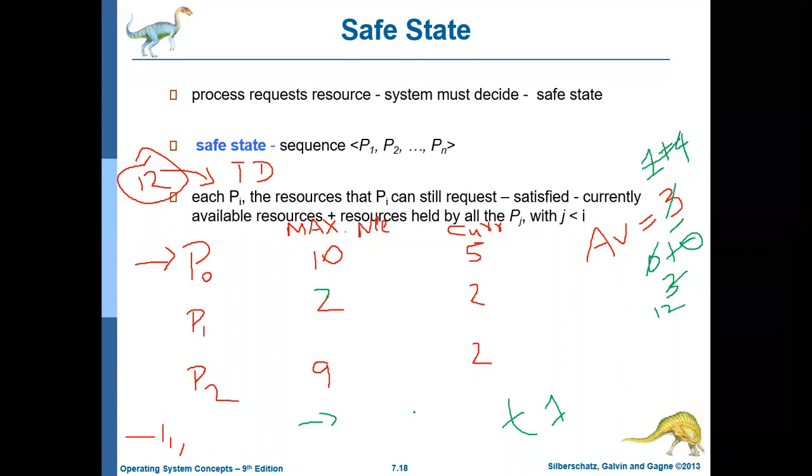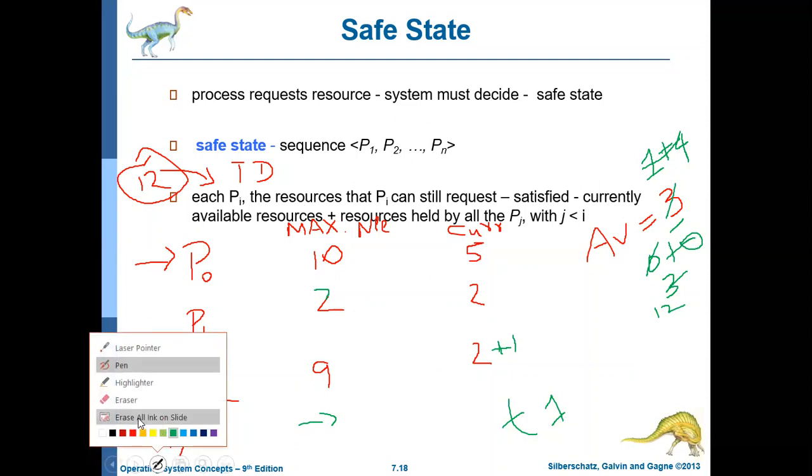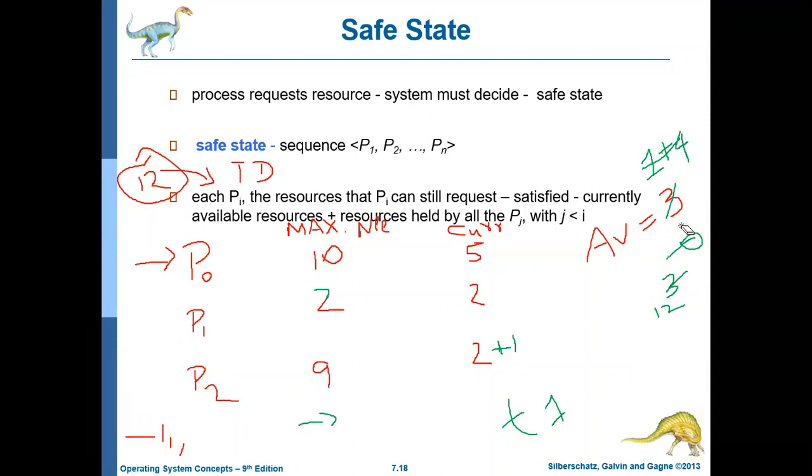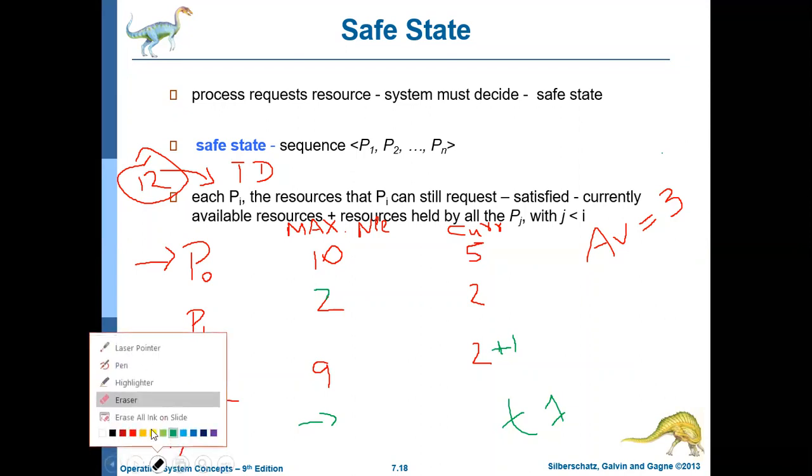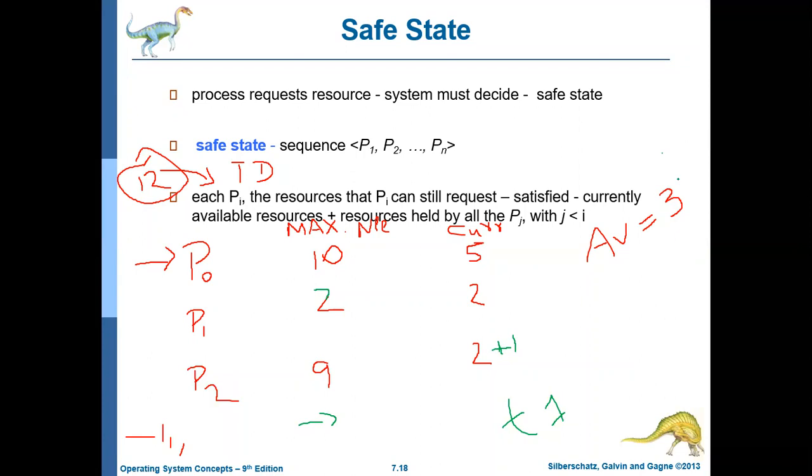Okay. And assume that the operating system has given that tape drive to P2. So P2 got 3 tape drives. And what will be the available tape drives now? Initially the available tape drives were 3. Out of that 3, one is given to P2 now. So now the available tape drive is only 2. Okay, now the available tape drive is only 2, right?